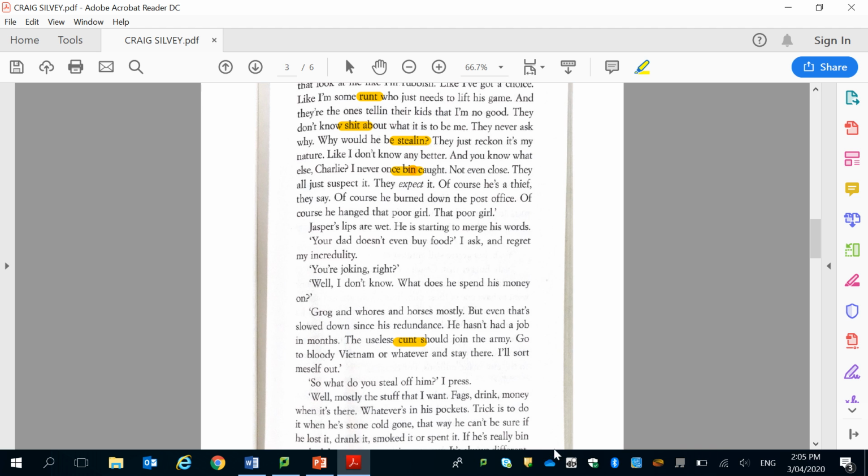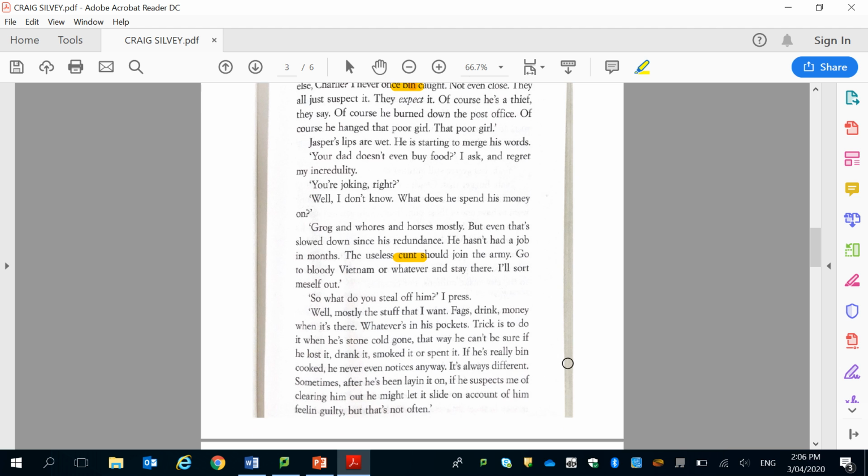She'll join the army, go to Vietnam or bloody Vietnam or whatever and stay there. I'll sort myself out. So what do you steal off him, I press?